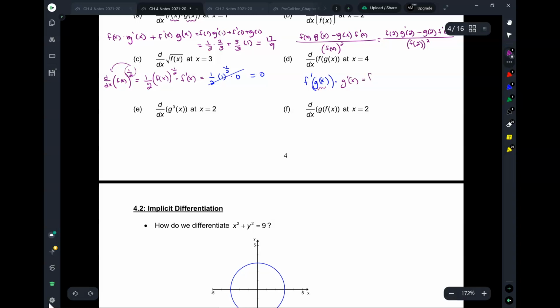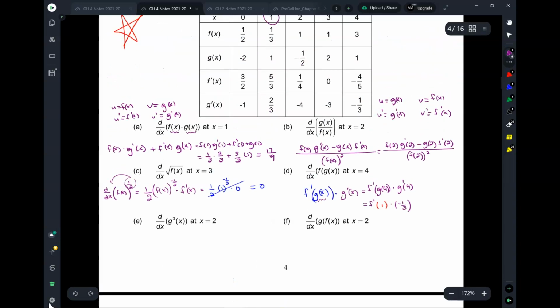So now this is f prime of g of 4 times g prime of 4. Okay? So this is f prime of, what's g of 4? 1. So 1/3. Oh, no, 5/3. Yeah, so times g prime of 4. What's g prime of 4? It's negative 1/3. So f prime of 1, go back to 0? No, f prime at 1 is 5/3.